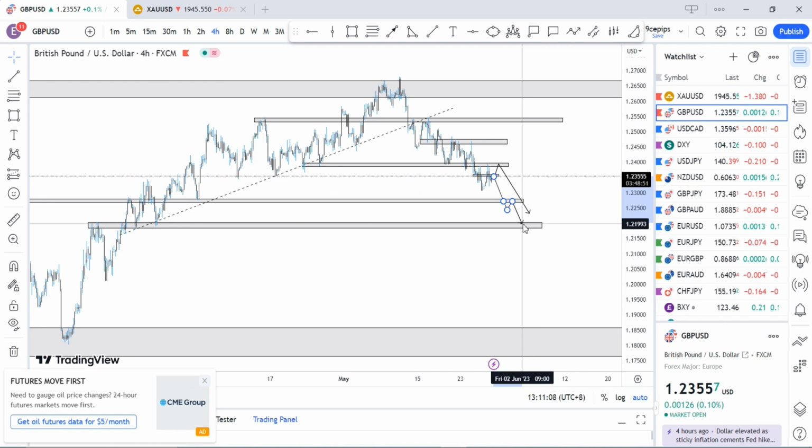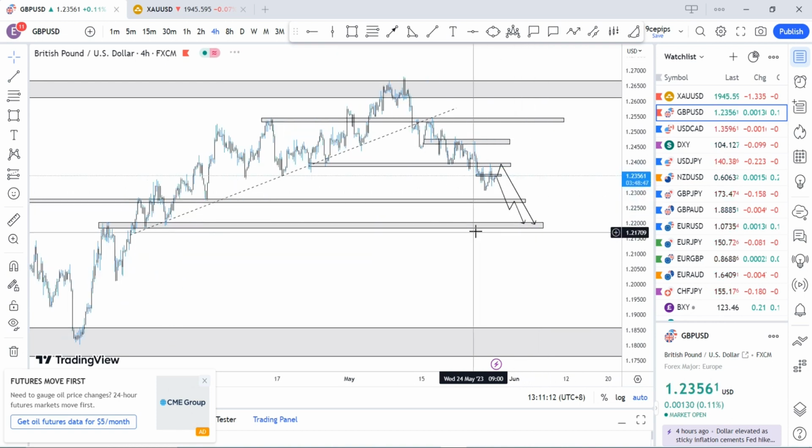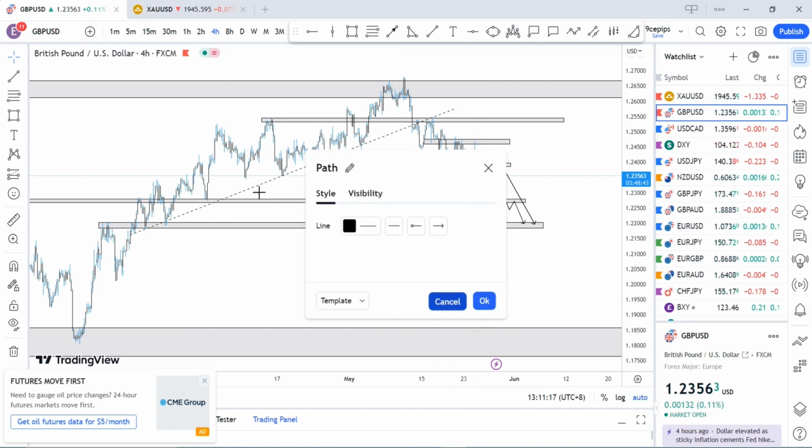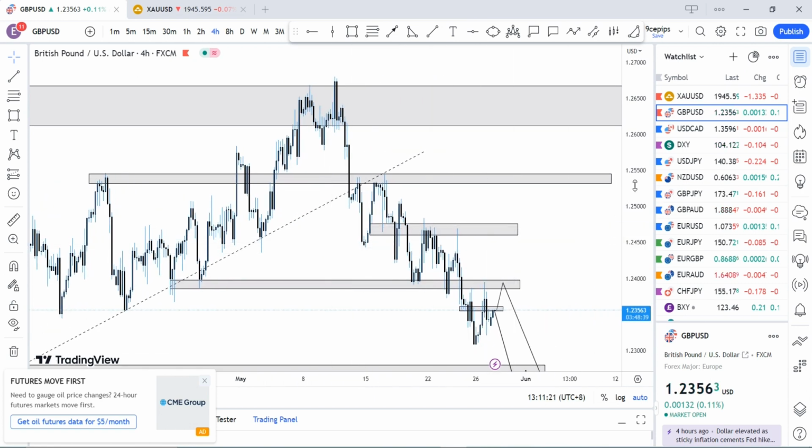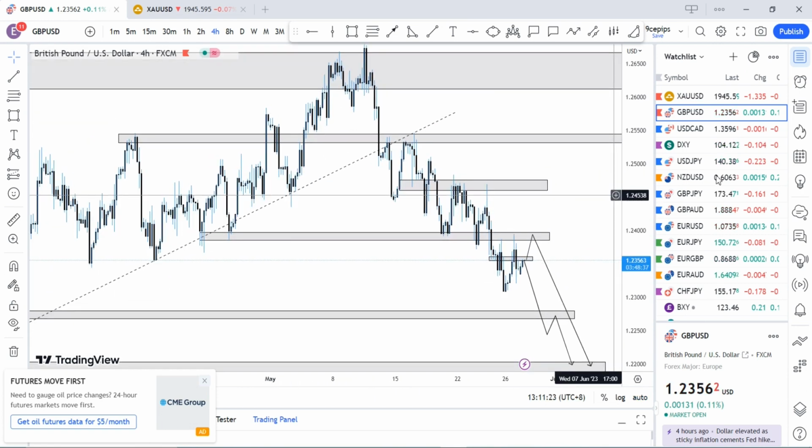Let's just extend this a little bit. Okay, so that's basically what we have for pound USD for the week. All right, it's clear as day. Okay, so that's basically it.